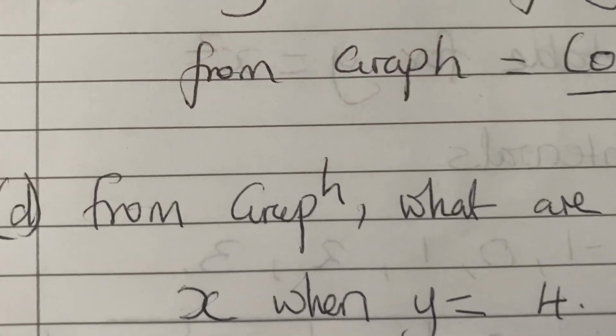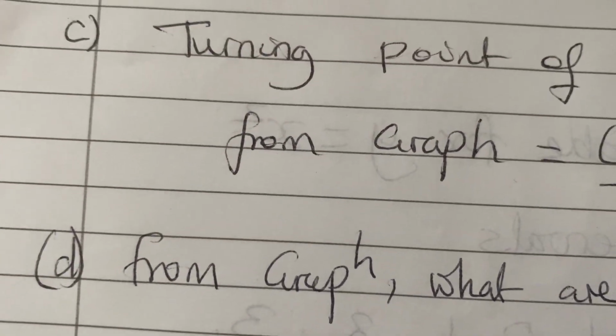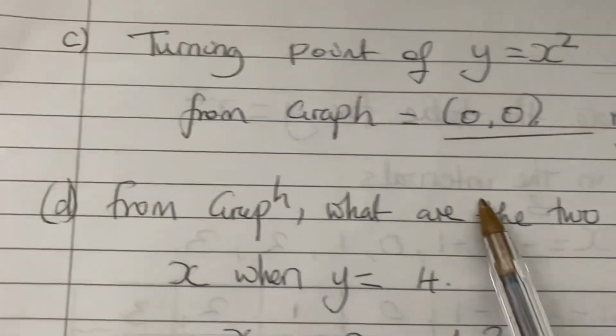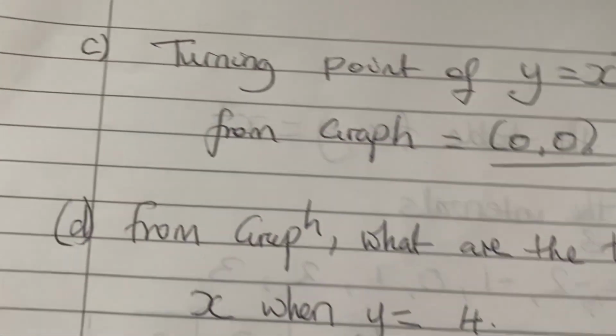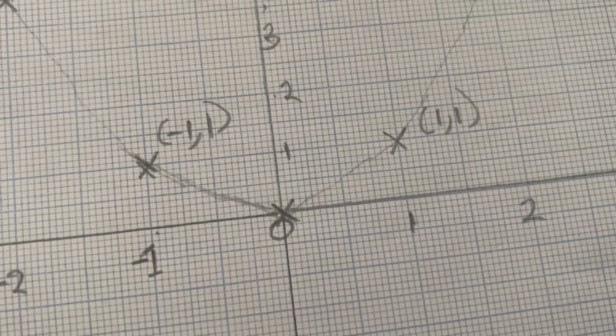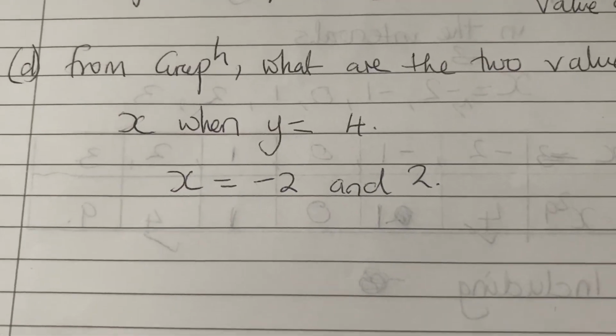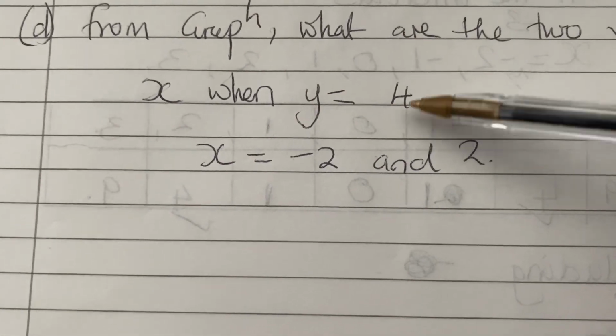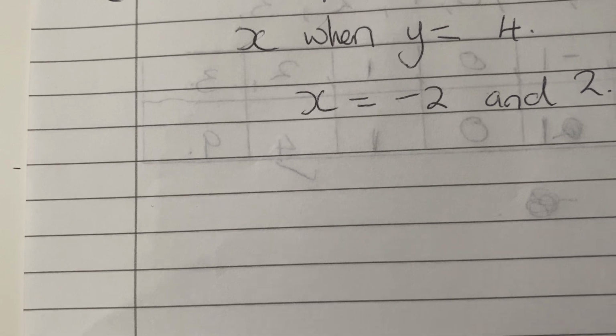So after plotting the points, the parabola, the turning point on the graph is 0, 0. That point here is 0, 0. And then from the graph, what are the two values of x when y is 4? So you want the two values of x when y is 4.